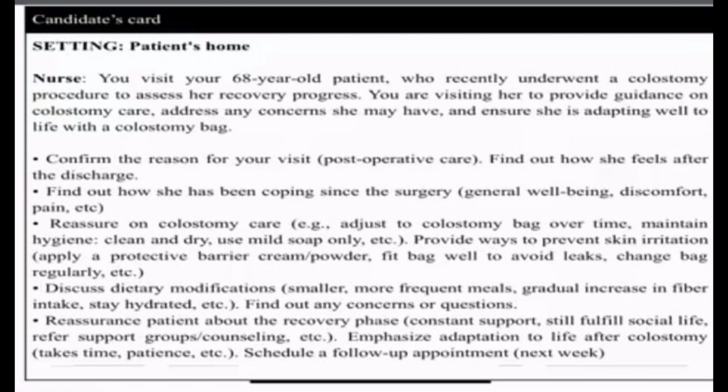Now I will tell you regarding the second task: find out how she has been coping since the surgery, and in brackets general well-being, discomfort and pain, etc. Well, friends, we can start like this: Miss Susan, also tell me how you are coping since your surgery? Along with this, please tell me about your general health. We can ask all these questions with the split method. Don't ask all the questions within a single sentence.